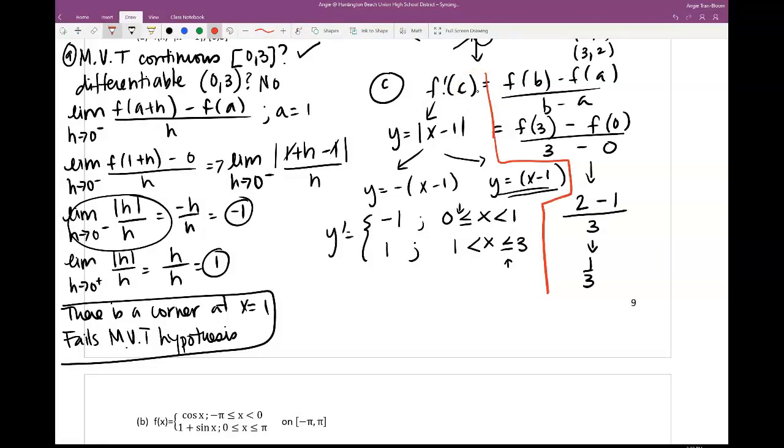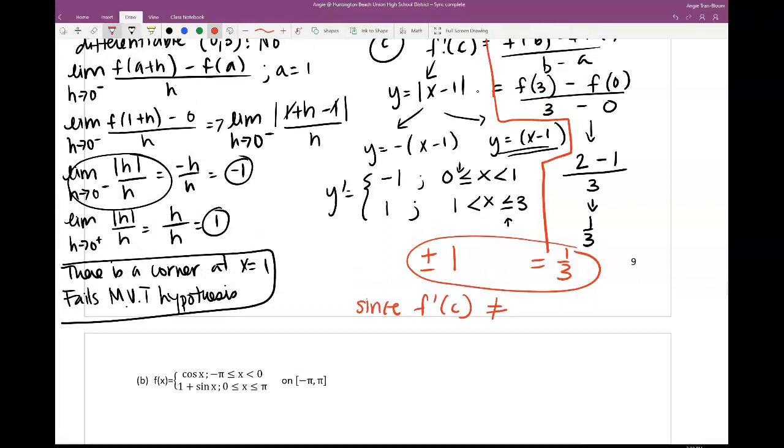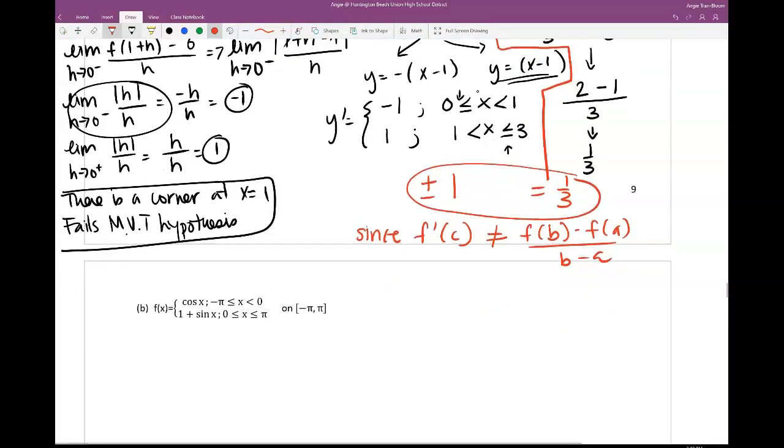Okay. So the slopes over here are either plus or minus 1. The slope over here is 1/3. Are they equal? No, not equal at all. So what that means is that f prime of c is not the same as the right side, right? f prime of c is not the same as f of b minus f of a all over b minus a. There is no such c value. C does not exist.